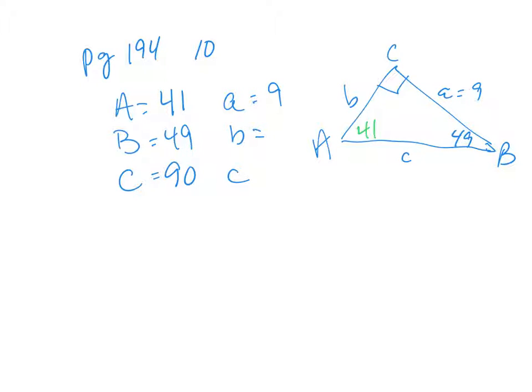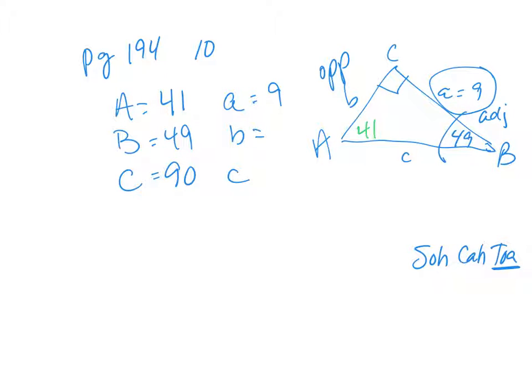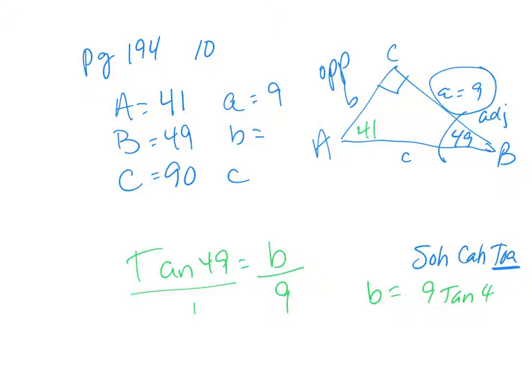Okay, so what do you want to find first? Little b? Little b. Okay. So I have 49, that's what they gave me, and I have a equals 9. So I have the adjacent, and I want the opposite. So I'm going to use on SOHCAHTOA tangent, right? So we have tangent of 49 equals b over 9. And we cross multiply. We get b equals 9 tangent of 49. And little b should be 10.4.